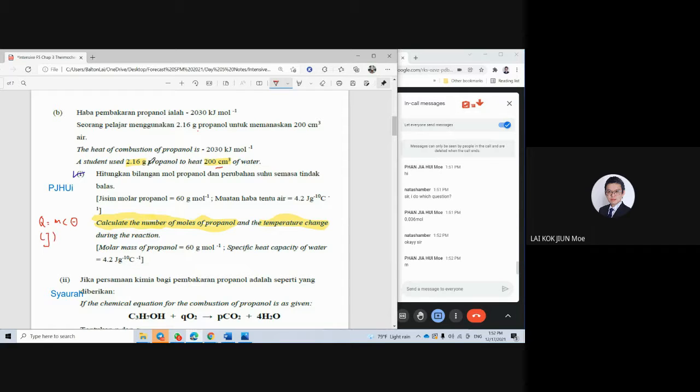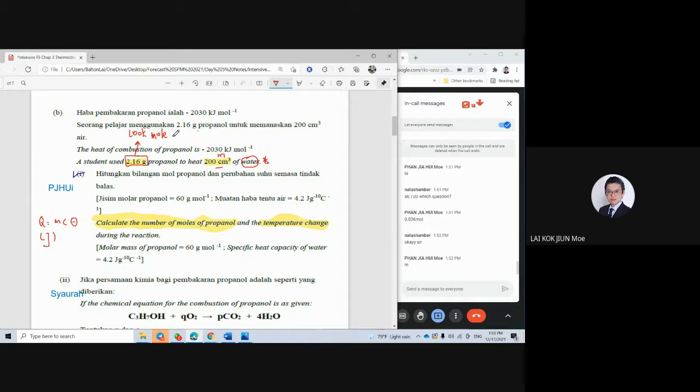So yes, Jia Hui, your 200 will be your M. We can assume the volume become gram. So the 200 equal to mass for the water. So we want to heat this water. Okay, we are using the propanol to heat it. So the 2.16 for what? 2.16 is not for M. 2.16 is for you to look for the number of mole. Is it, Jia Hui? When you have mass, you can look for mole, right?